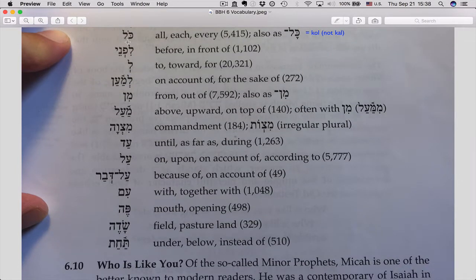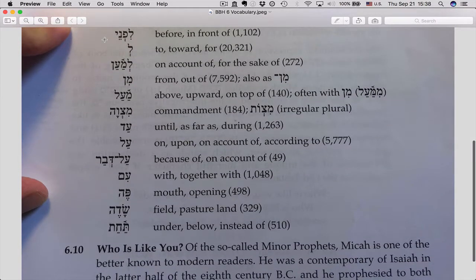Kol. There's a really common word, 5,500 times. All or every. And it often uses the makef, and it just has a different vowel, but it still sounds the same. This is kol, that's a short vowel. Kol, not kal. So kol means all.